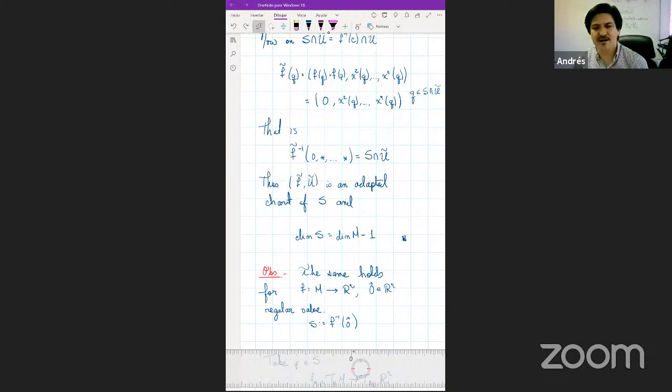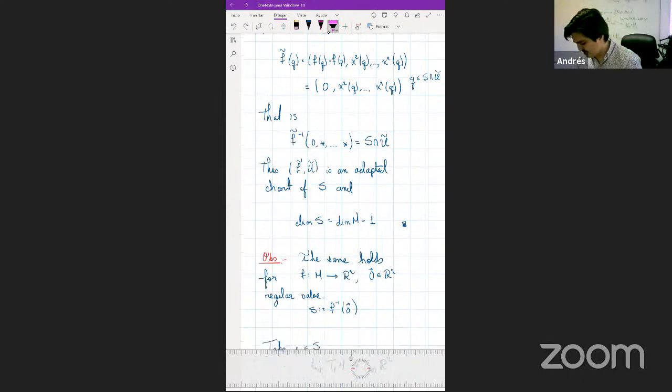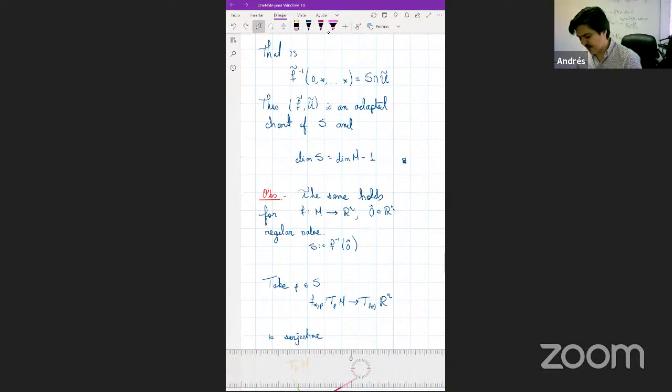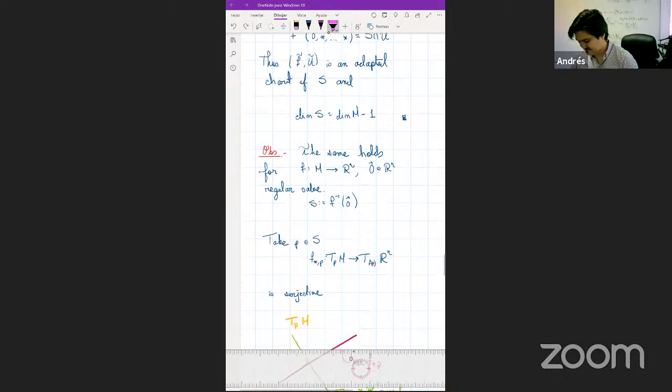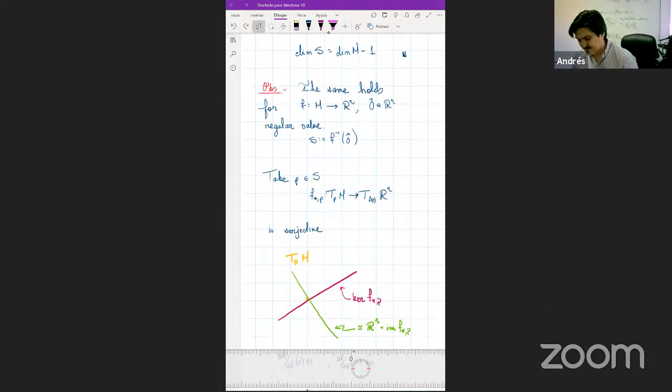Okay, now let's try to go faster on the same problem, but let's replace R1 by Rn and mimic what we did before. So I have that map. I have a point here, which is regular. That means that the linear map is surjective. That's the picture at the tangent space.